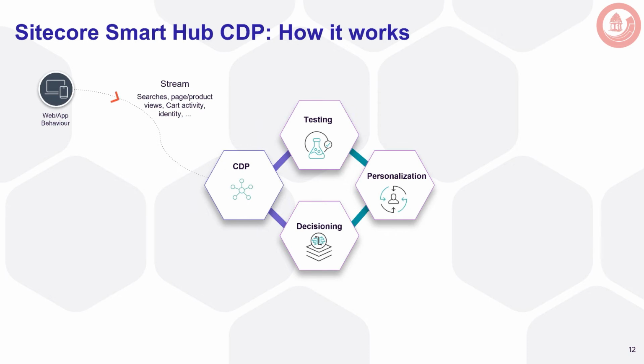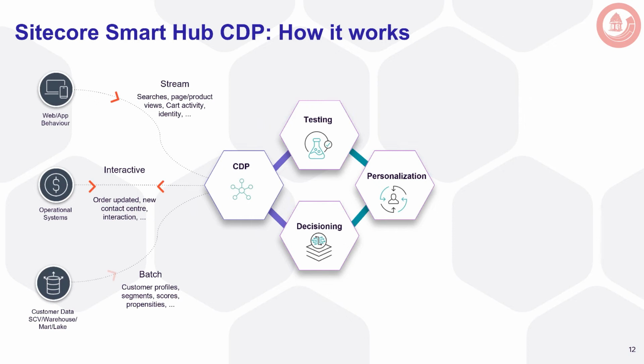Next one is the data ingestion. In terms of data, there are three main ways through which data can be ingested into the CDP: the stream API, then we have the interactive API, and the last one is the batch API.